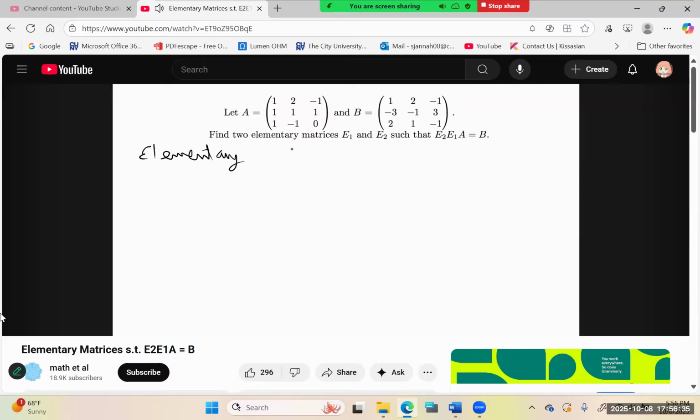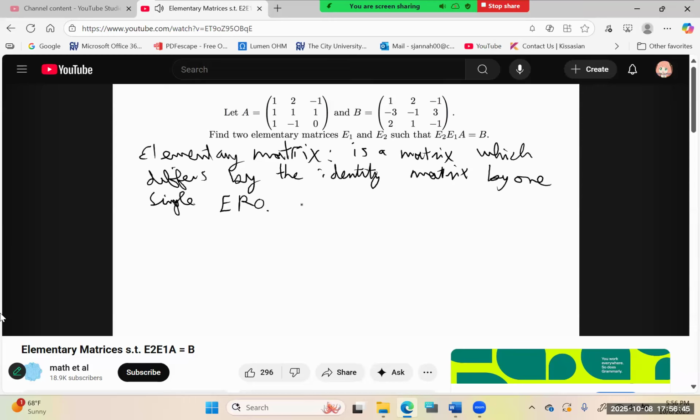So by definition, an elementary matrix is a matrix which differs from the identity matrix by one single elementary row operation. So to solve a problem like this, we want to take the matrix that's being multiplied, which is the matrix A, and then perform two elementary row operations on it to get matrix B. And we know it's 2 because we need two elementary matrices. So we want to do elementary row operation 1 and elementary row operation 2 to get the matrix B. And then from these elementary row operations, you can get the elementary matrices.